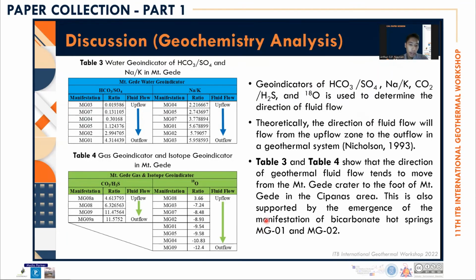And from this table and our analysis, we can know the direction of geothermal fluid flow in Mount Gede is from the Mount Gede crater in the central area to the foot of Mount Gede, to the Cipanas area. So the Cipanas area becomes the discharge zone in this geothermal area, and this is also supported by the appearance of the bicarbonate hot spring manifestations, the Mg1, the Mg2. That means that in the northeast area, the Cipanas area is the outflow zone.